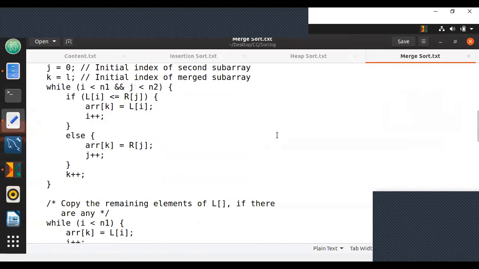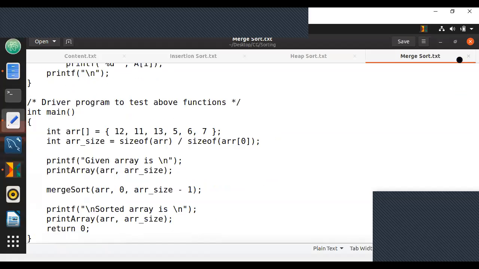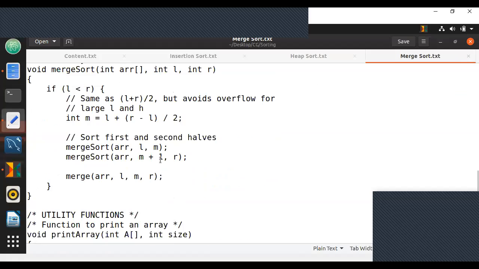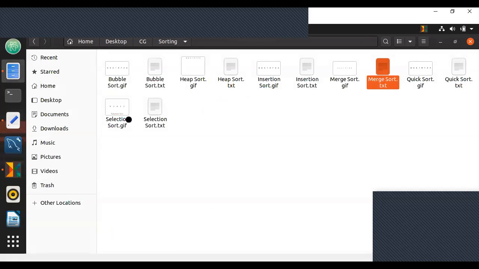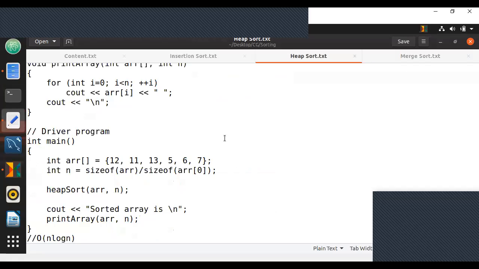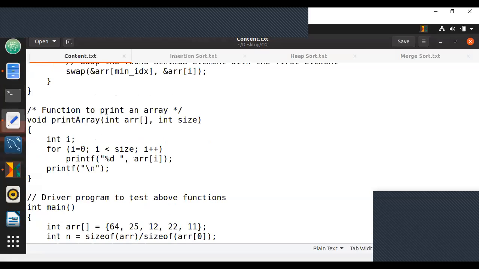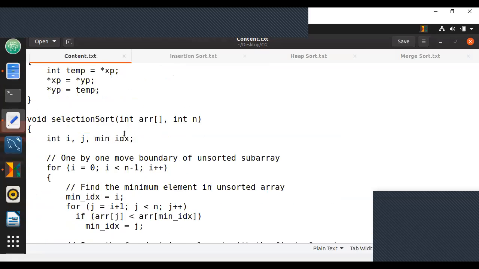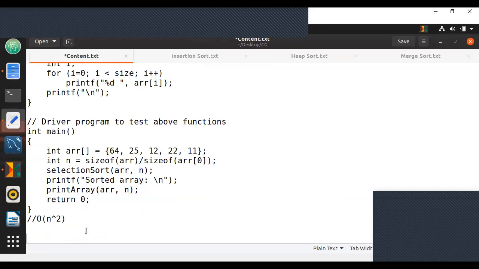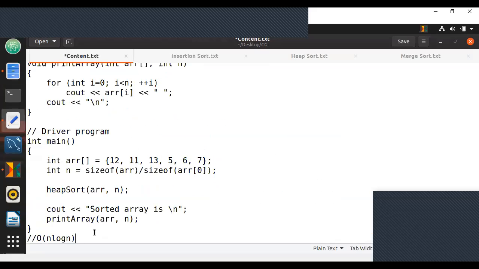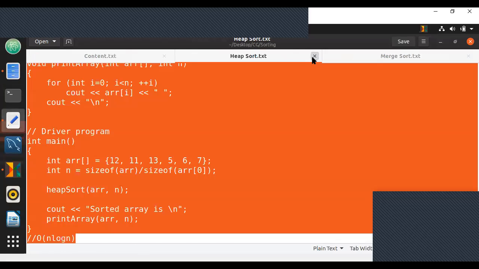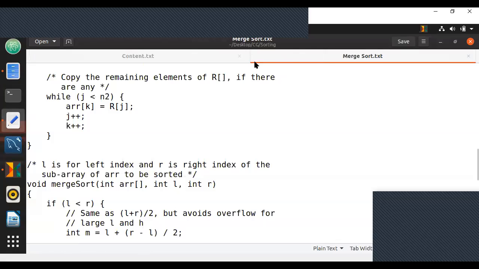Now, merge sort. If you try to go through merge sort first, again, we can't go through the entire function immediately as of now, because we won't have enough time. I think this was for selection sort. I'll just write the one for merge sort, which is n log n. After heap sort, let us now go for merge sort.